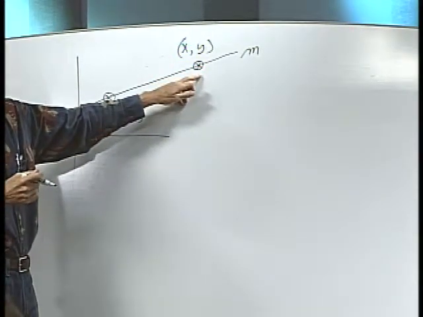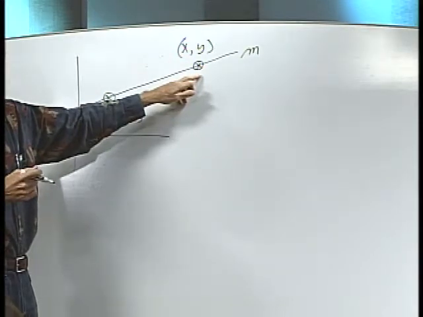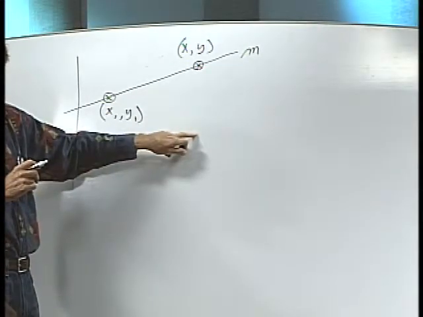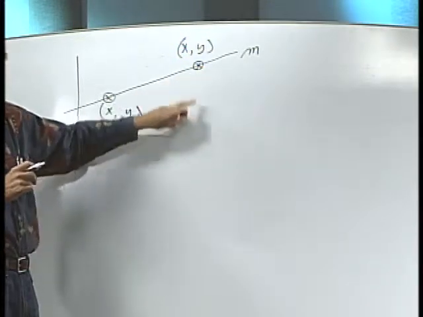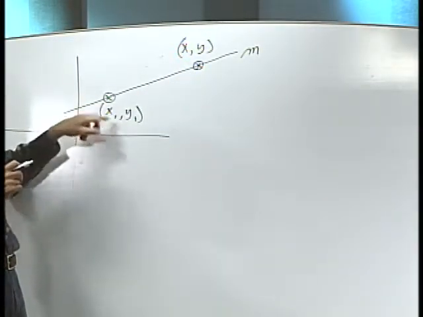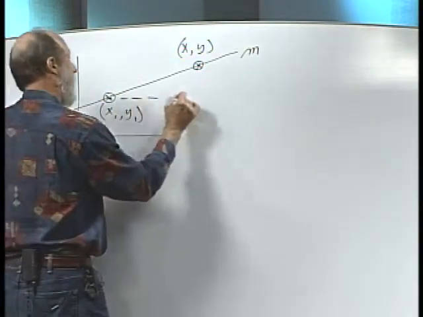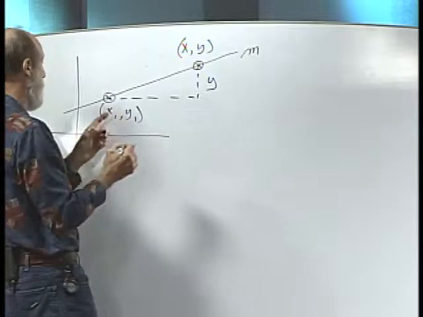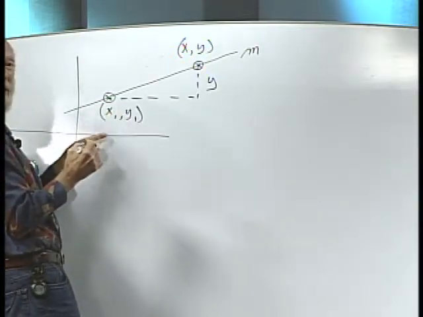How tall is that point? How high is it? Higher than the other one. It's this height, isn't it? So isn't that y tall? Isn't that y tall, everybody? Isn't this one y1 tall? So the rise there is y minus y1.